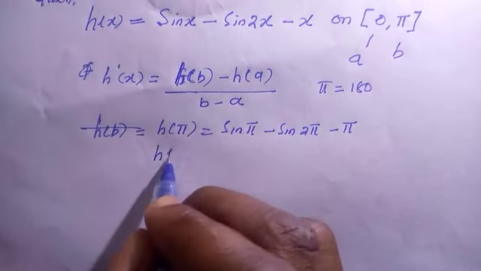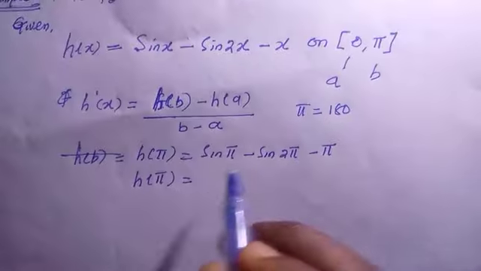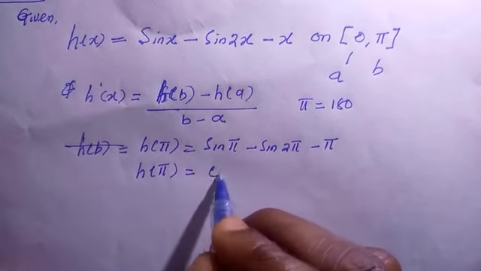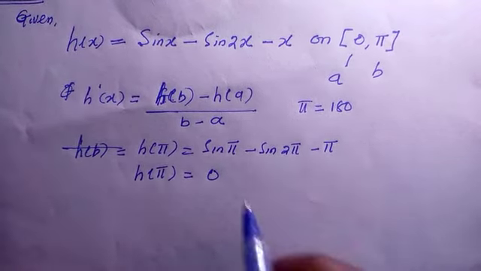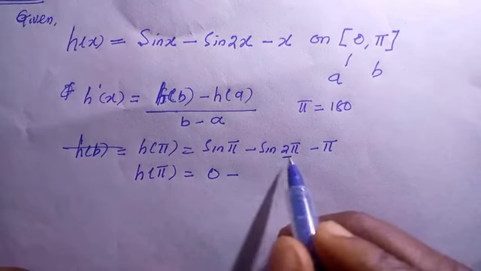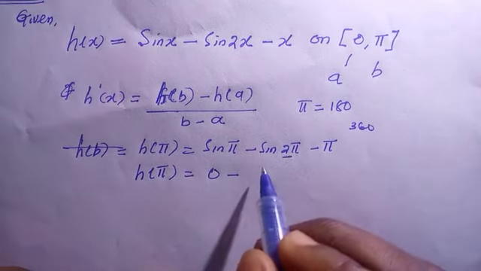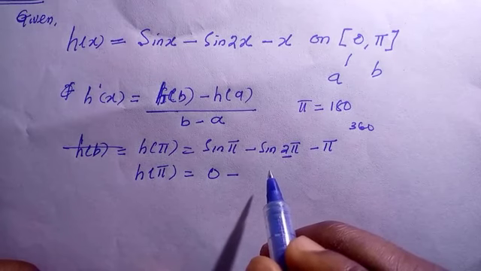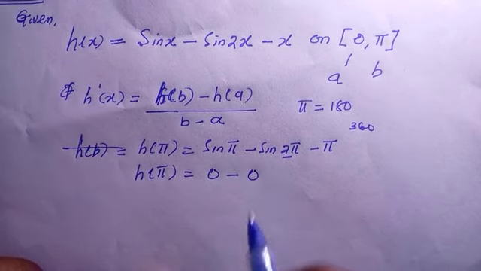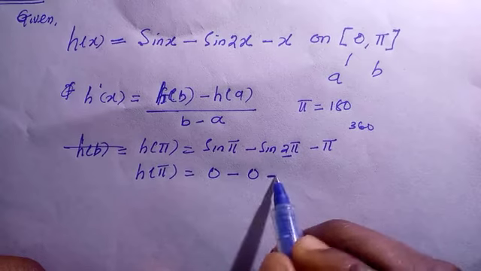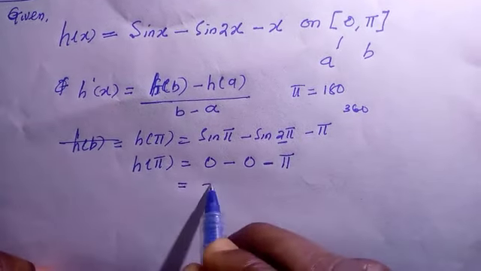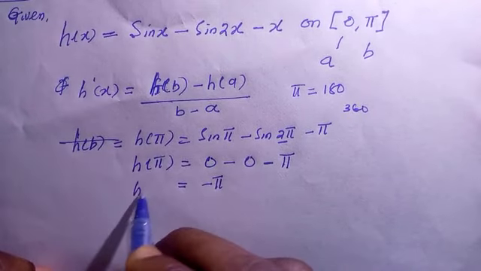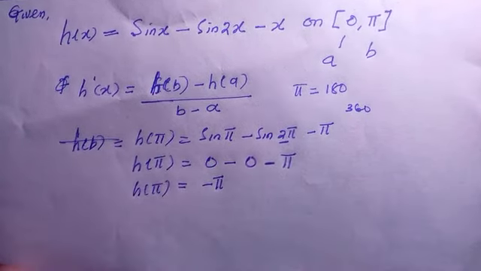Since we are dealing with radians, here we have h of pi equals, when you plug in, sine of 180 is 0, minus sine of 360, which is also 0, minus pi. Because 2 times pi is 2 times 180, which is 360, that is how we get this. So h of pi equals negative pi.